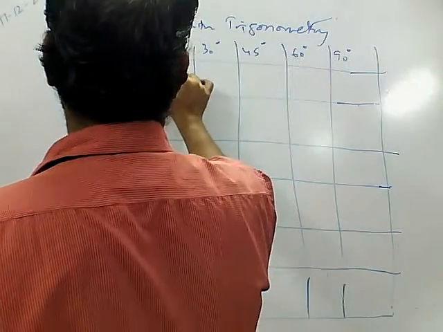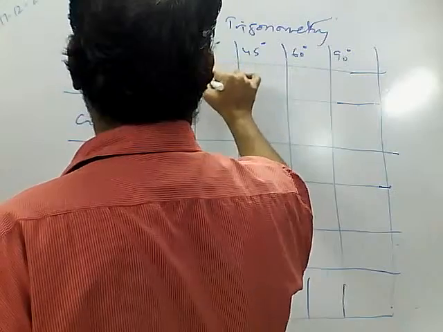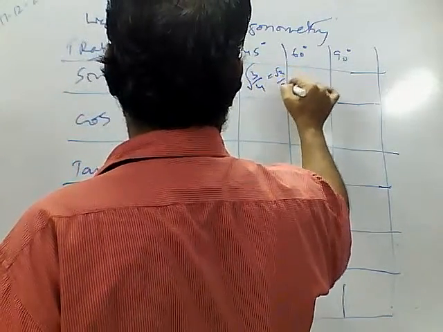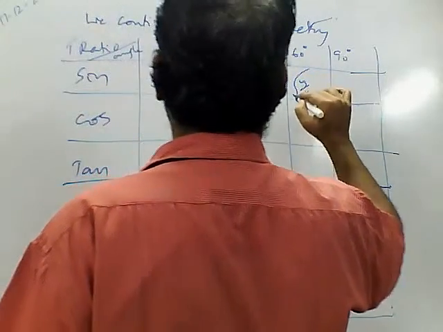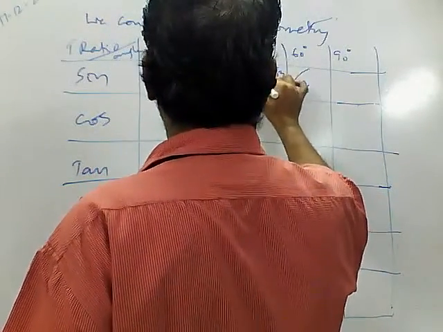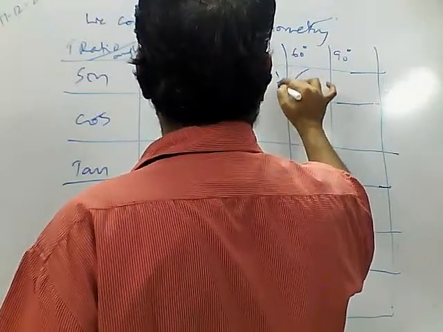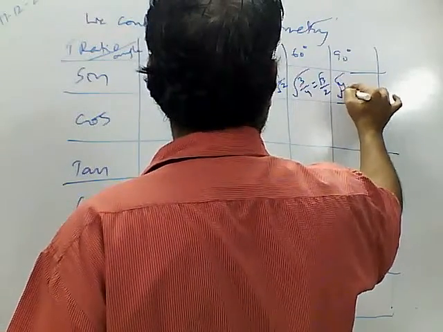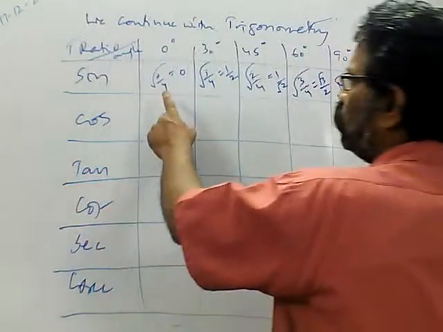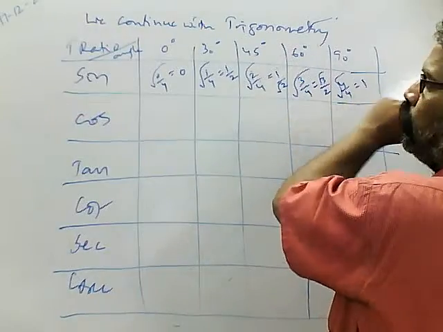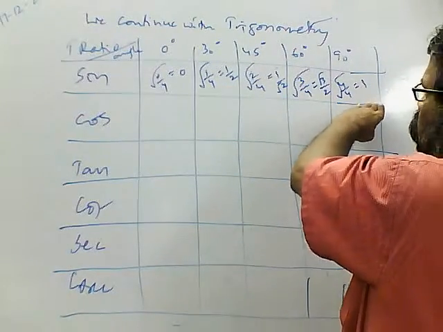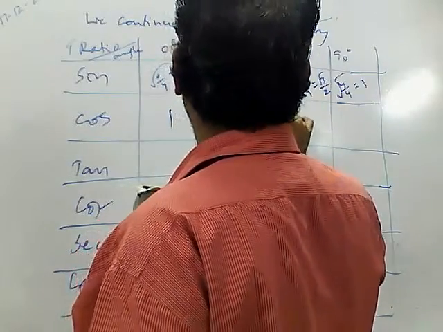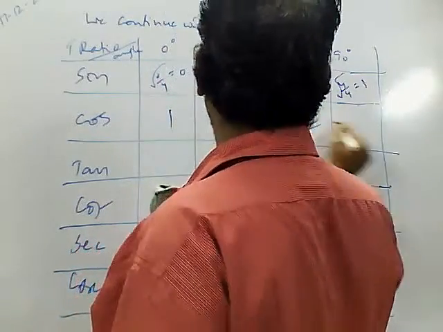So first remember, this is root 0 by 4, which means 0. Root 1 by 4 is 1 by 2. Root 2 by 4 is 1 by root 2. Root 3 by 4 is root 3 by 2. Root 4 by 4 is 1. Now remember, 0 by 4, root 1 by 4, root 2 by 4, root 3 by 4, root 4 by 4, and you know the value. Now for cos you just reverse: 1, root 3 by 2, 1 by root 2, 1 by 2, and 0.